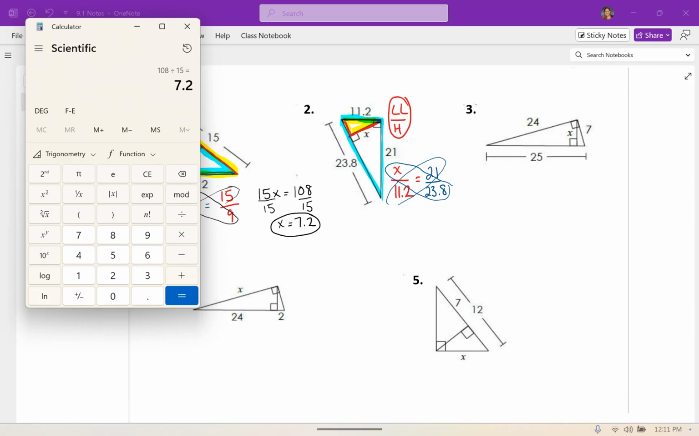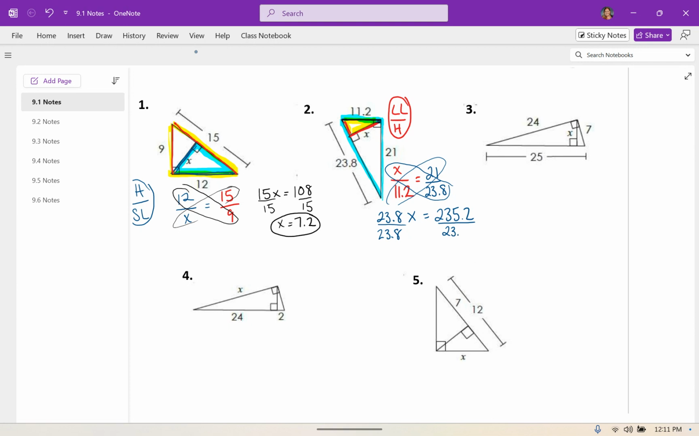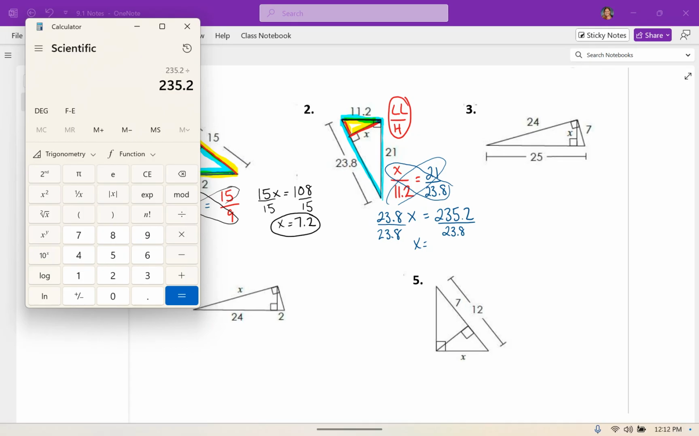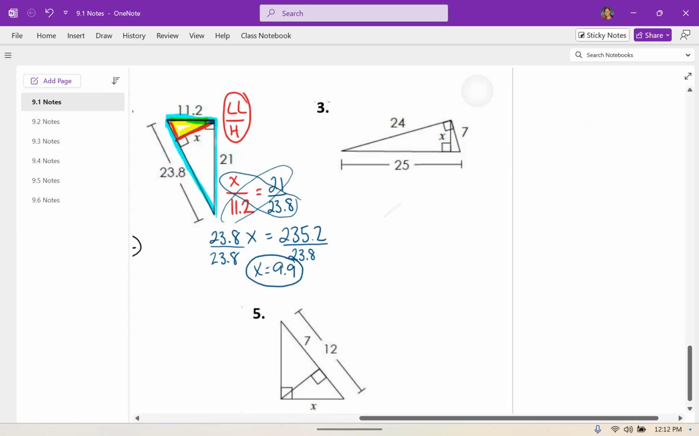Okay, so I'm not going to try to do any mental math this time. Let's see, I have 23.8x equals 11.2 times 21, which is 235.2. Okay, so 235.2 equals 23.8x. Then we divide by 23.8 to get x equals 235.2 divided by 23.8, 9.88. So we'll say 9.9. X is 9.9. Okay, number 3, let's see what we have.